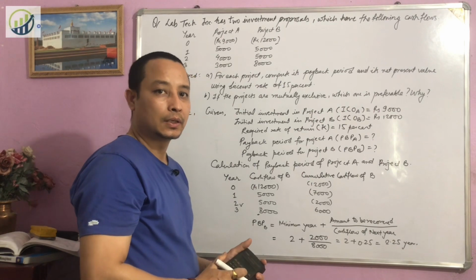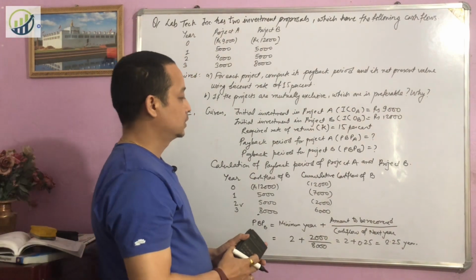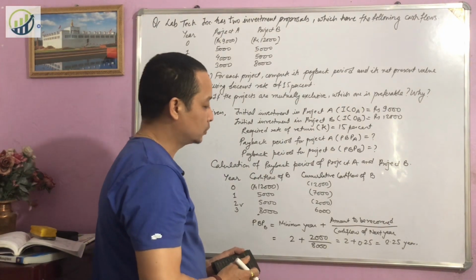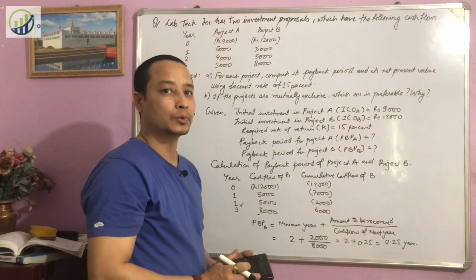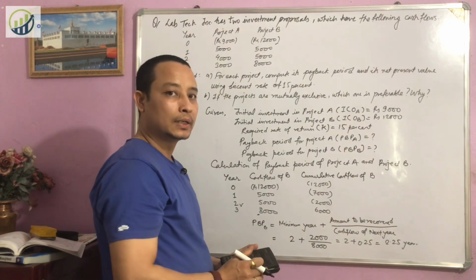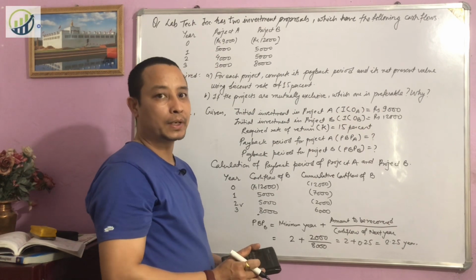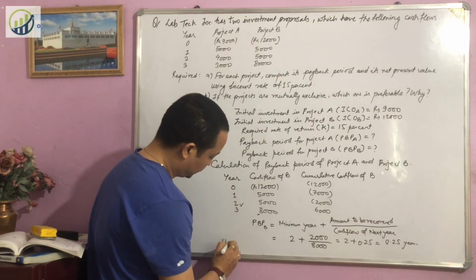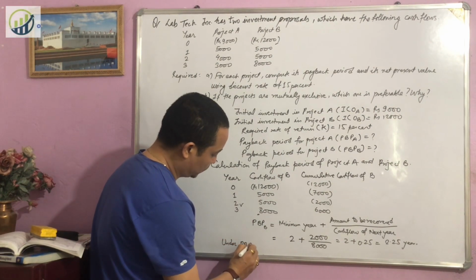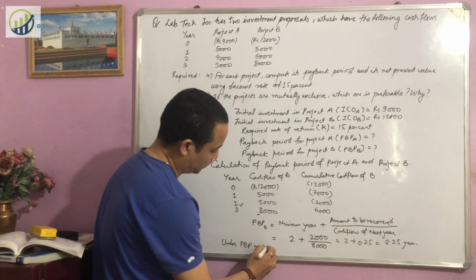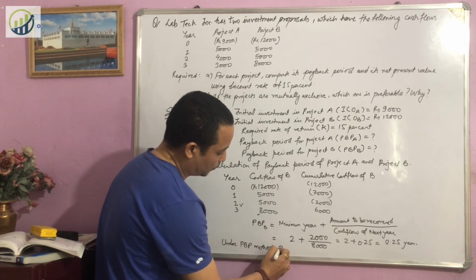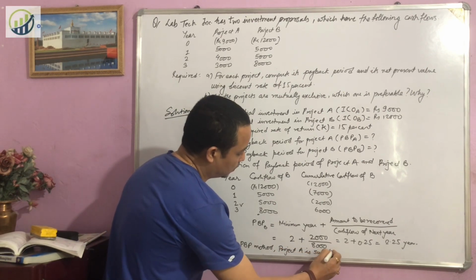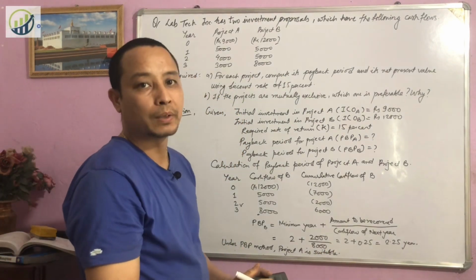Okay, so now if you compare the payback period of project A and project B, project A can recover its initial investment within 2 years, whereas project B recovers its initial investment within 2.25 years. So in comparison, if they are mutually exclusive projects, you can select project A for quick payback from the project. So you can write under payback period method, project A is suitable because it has the least payback period.